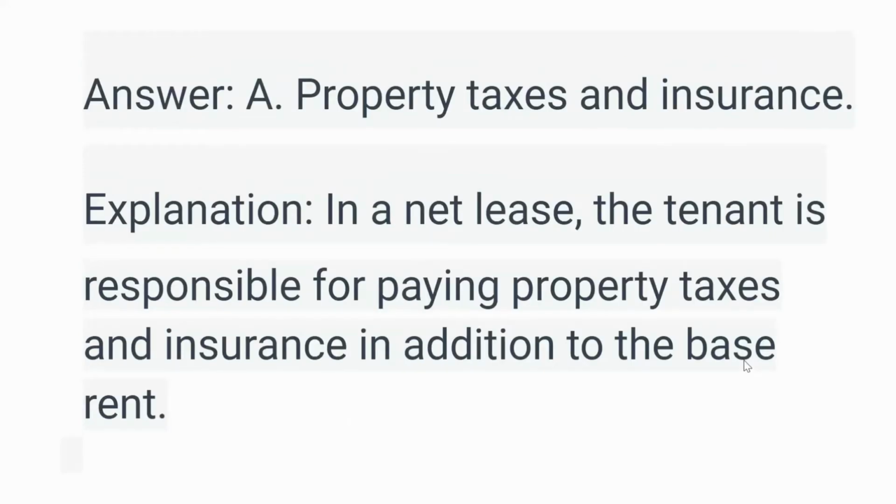Property taxes and insurance. In a net lease, the tenant is responsible for paying property taxes and insurance in addition to the base rent.